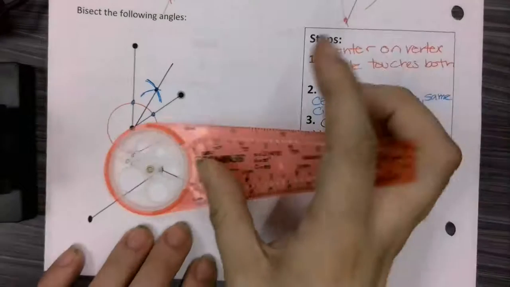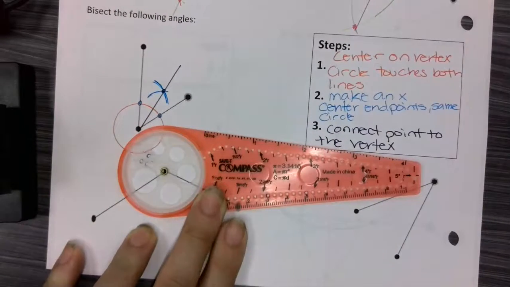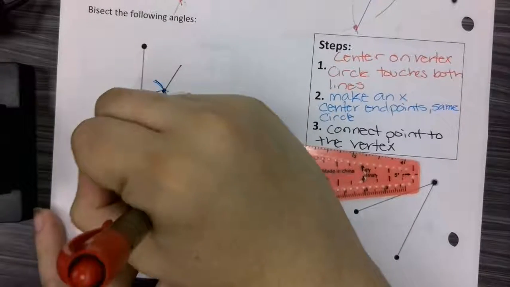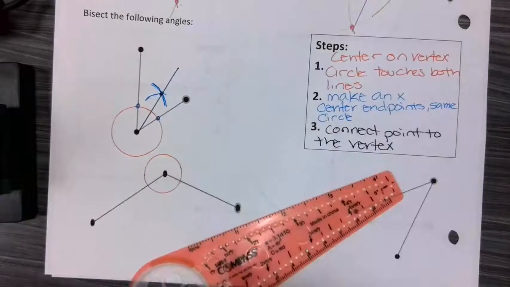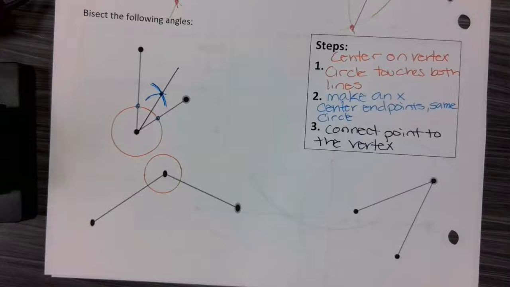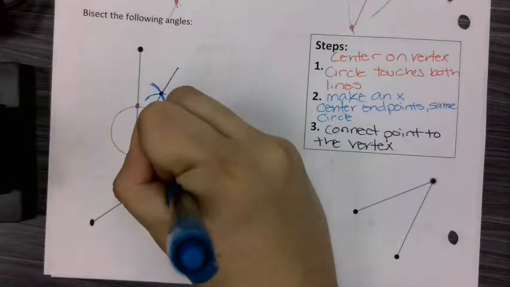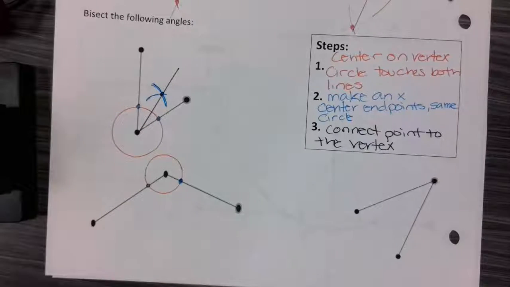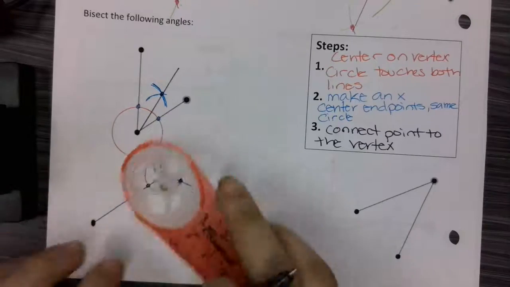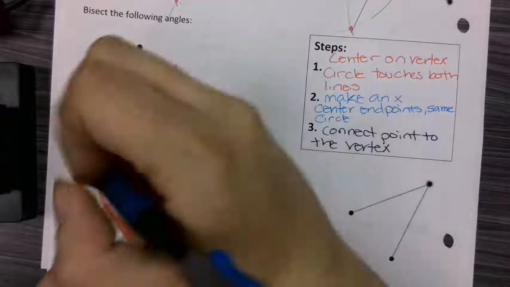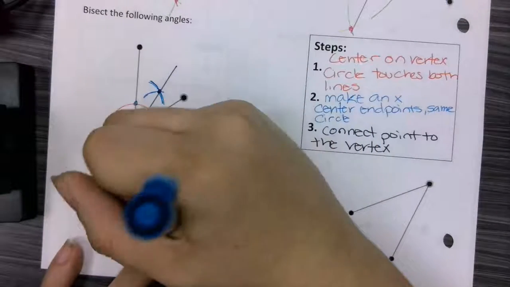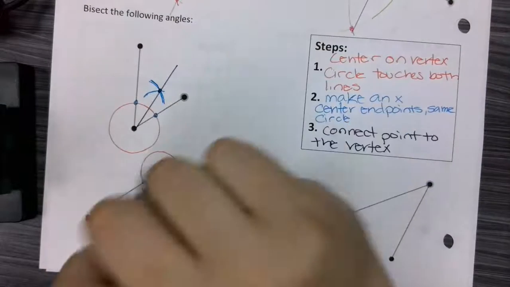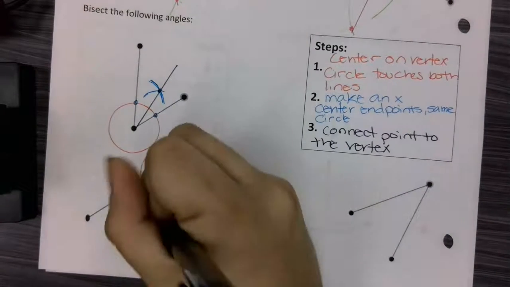Okay, so my first step is to create the red circle. Okay. Then I look at where it's crossing. And then I'm going to center at those 2 points and pick the same size circle. And where they make an X and cross is where I'm going to use my point to connect to my vertex.